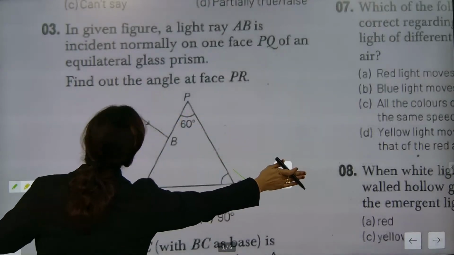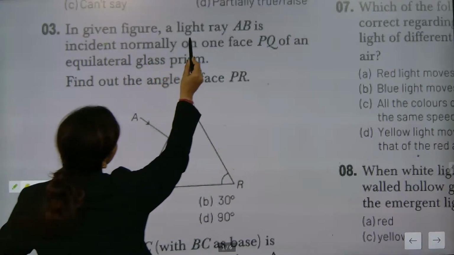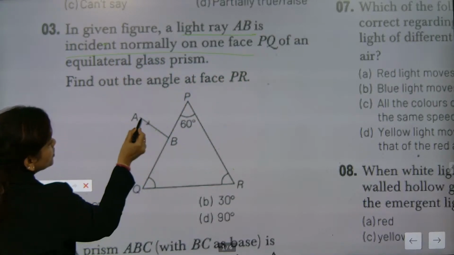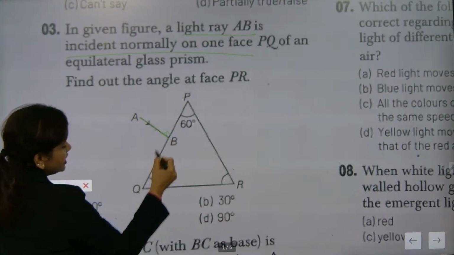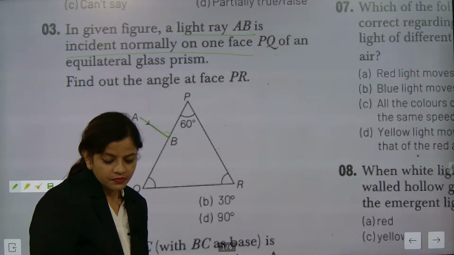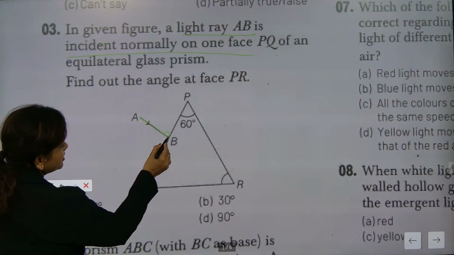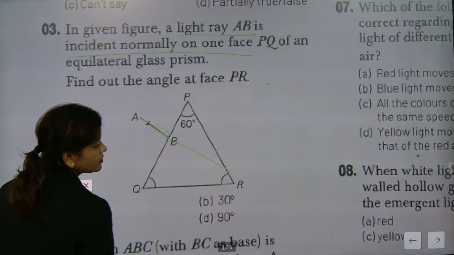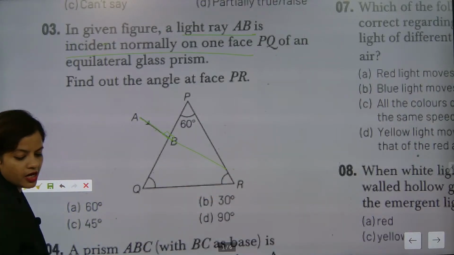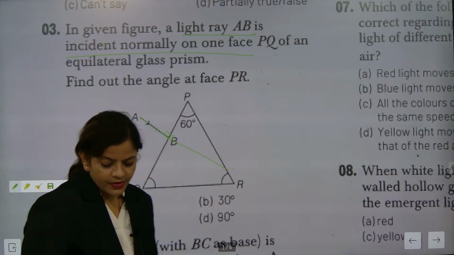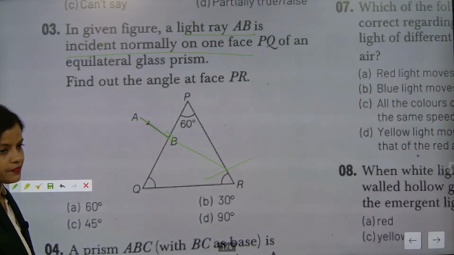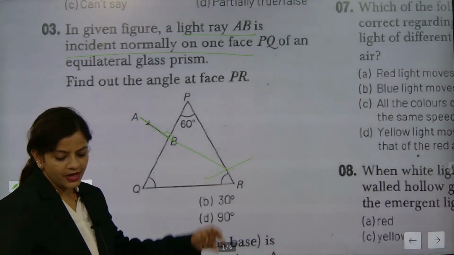See, one simple concept they have given. Given figure, a light ray AB is incident normally on face PQ. So it is normal. If it is normal and making 90 degree, that means it will strike this region normally only. Correct? So this will also make 90 degree. So here another normal will be generated. Now this normal will be exactly what?